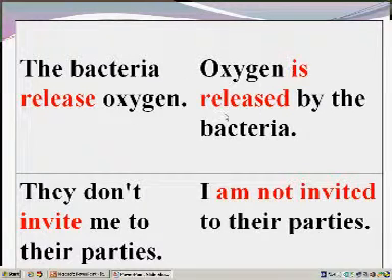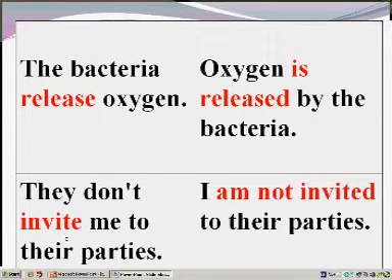oxygen is released by the bacteria. Here we have another form of verb to be. We chose is because oxygen is a singular word, and the tense is the present simple tense. So the suitable form of verb to be is. Oxygen is, and then past participle. Oxygen is released by the bacteria.